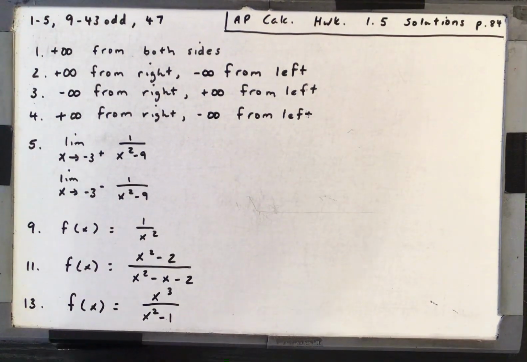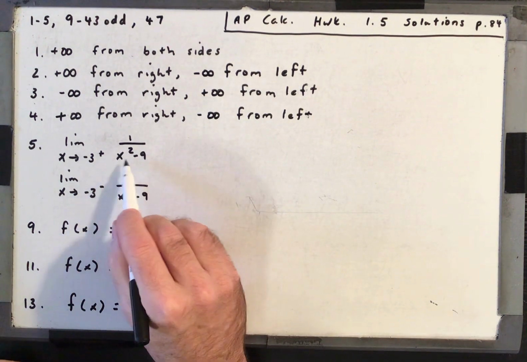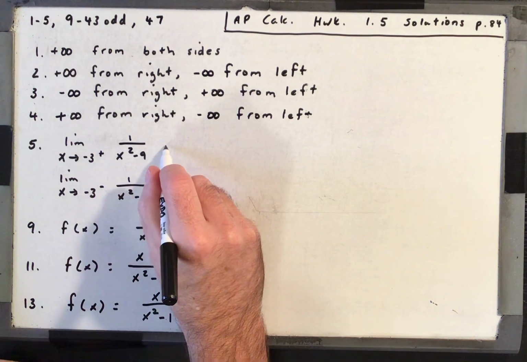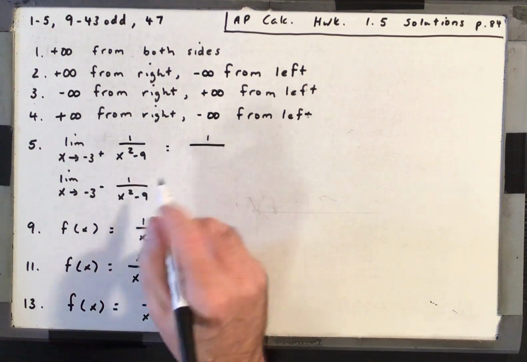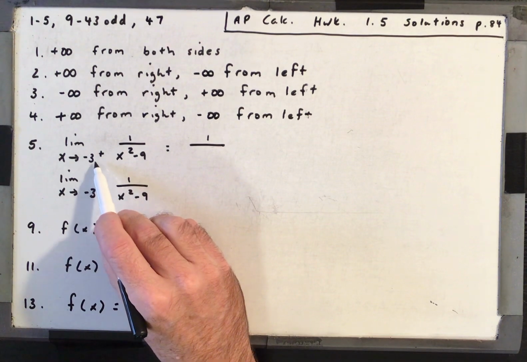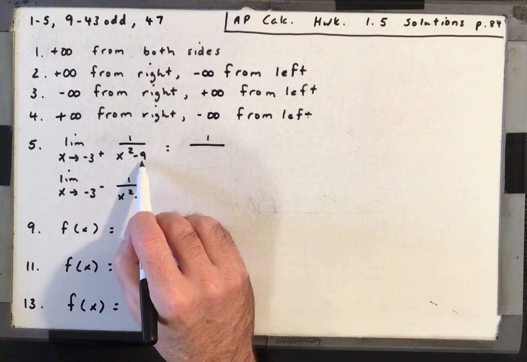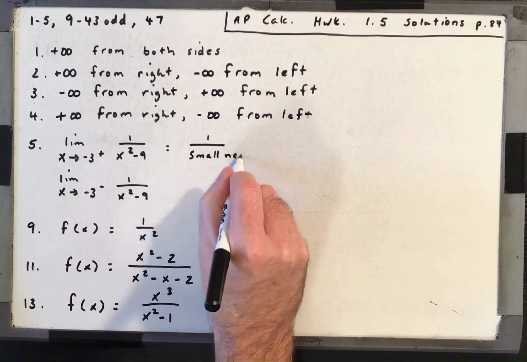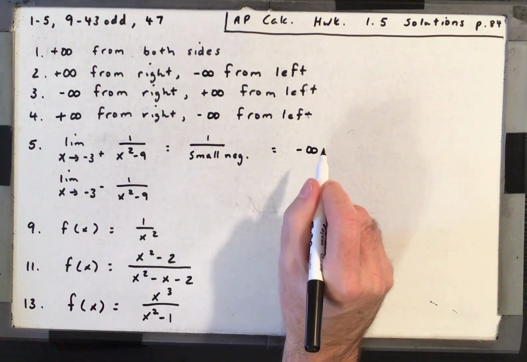Okay, number five, it's got a table on there. We could just do it this way. -3 from the right, take that limit. So you'd have 1 over, so -3 from the right would be like -2.99. If you square it, it's going to be a little less than 9. So that'd be over a small negative. So that's going to be negative infinity.